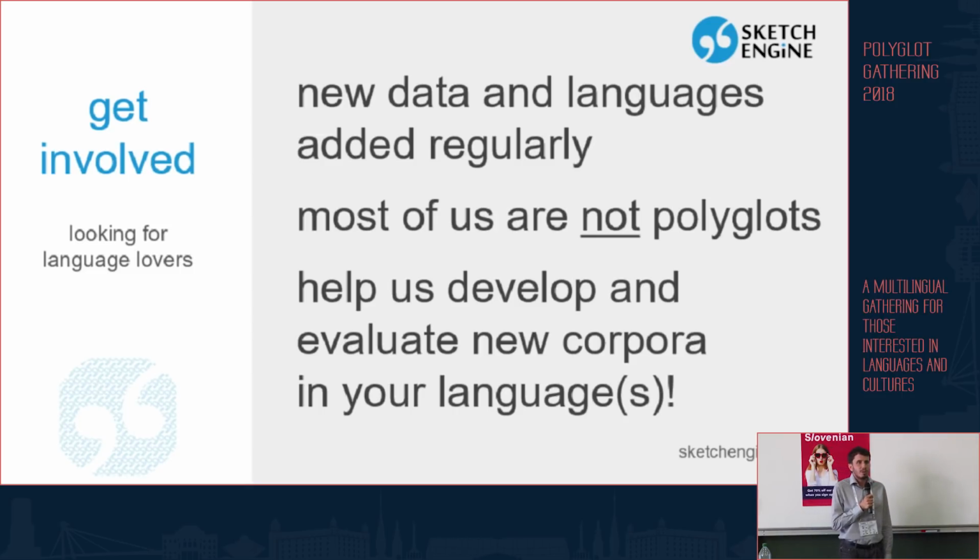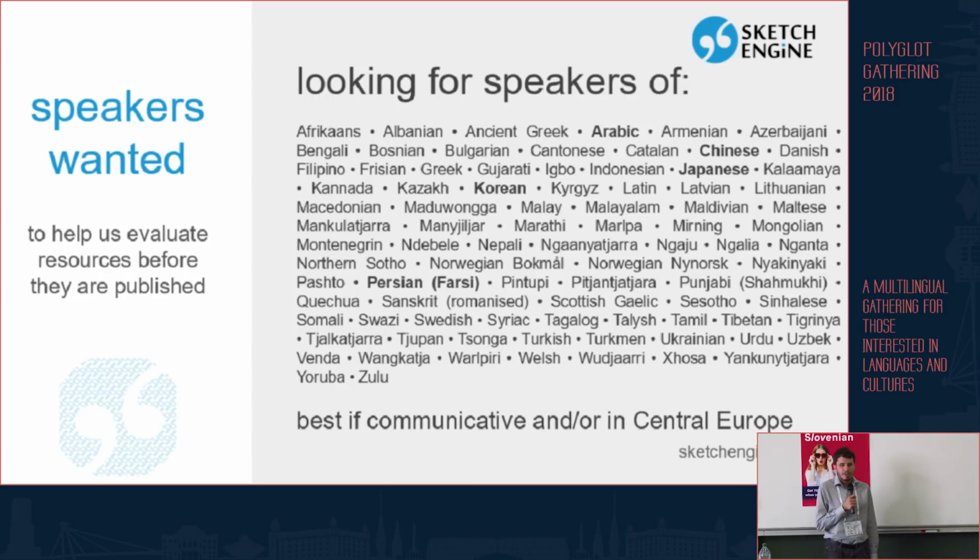So at that moment, we might want to find your email address, if you give it to me here, and then I can keep it and ask you for help in the future. And then you might get free access to that corpus that we create or some other way of remuneration. We are looking for people for some specific languages. Currently, what we need desperately are speakers of Persian and Arabic, and there is also still need for speakers of Japanese, Korean, and Chinese, if possible in Central Europe, because then it's easier to get together physically and see something. But if you are communicative and can help us online, then we are also interested in such contacts.